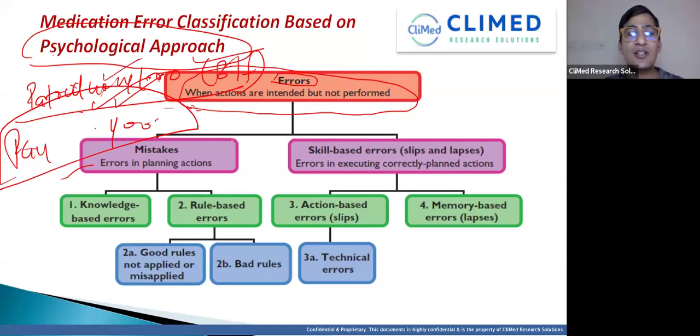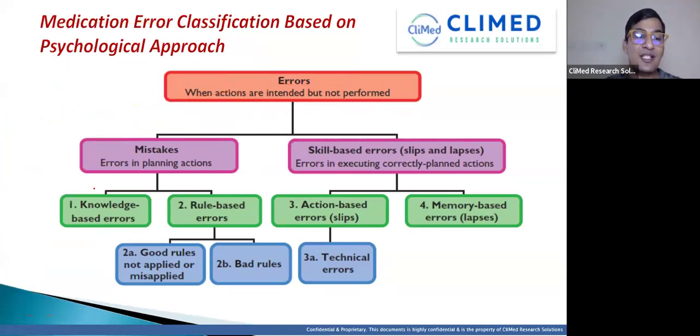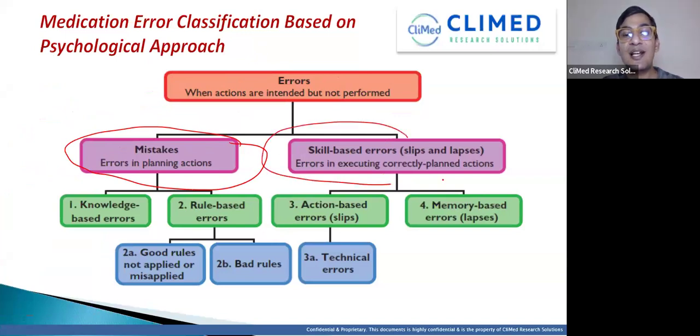There are two types of errors in the psychological approach. One is mistakes, one is skill based errors, slips and lapses. You have the skills but you make mistakes, maybe unintended. Here we can talk about unintended and intended kinds of things. Mistakes are errors in the planning, and skill based errors are errors in the execution.